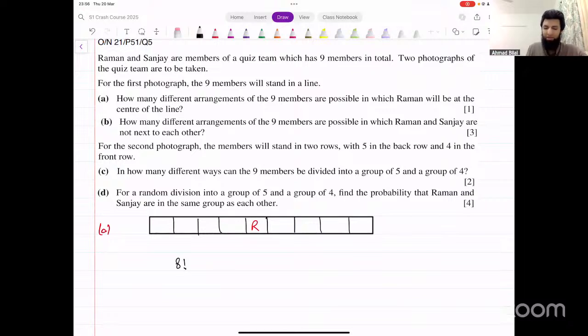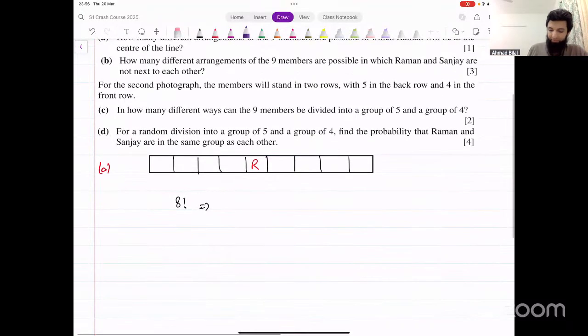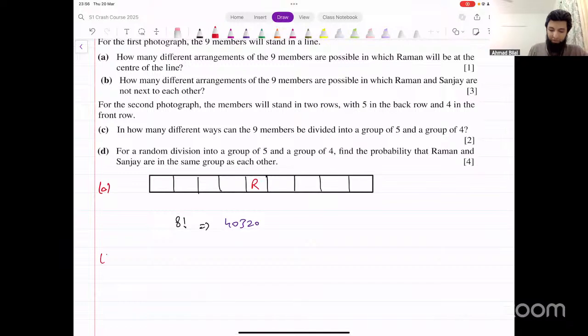You could actually just do it directly without drawing this as well. And that will be okay. What's 8 factorial? 40320. Okay, so this results in 40320. That's fairly straightforward. Let's look at part B now.